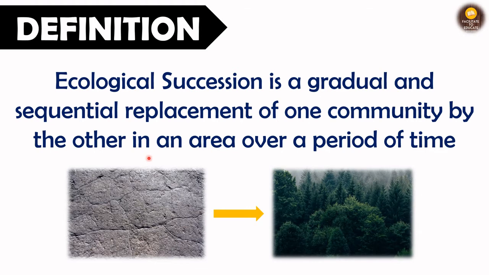So, it is nothing but the replacement of one community by the other one, which is then not suitable for that area, or the climate or something is not right for that community, so it will be replaced by some of the communities which can adapt to those situations over a period of time, right? So here you can see that there is no community here, and after some time or after many years the forest has developed. So it is a kind of ecological succession that will happen, right?